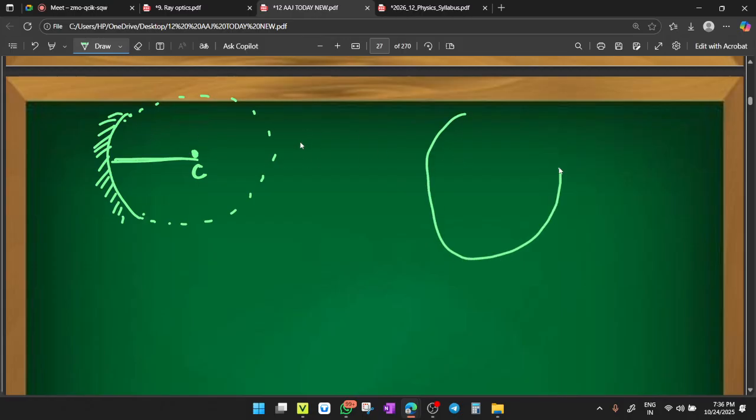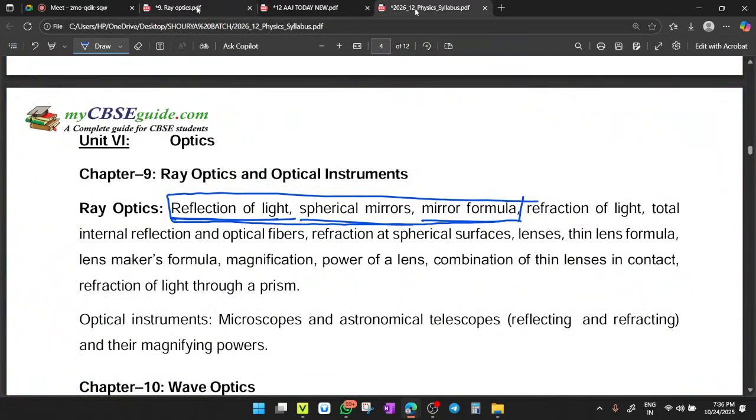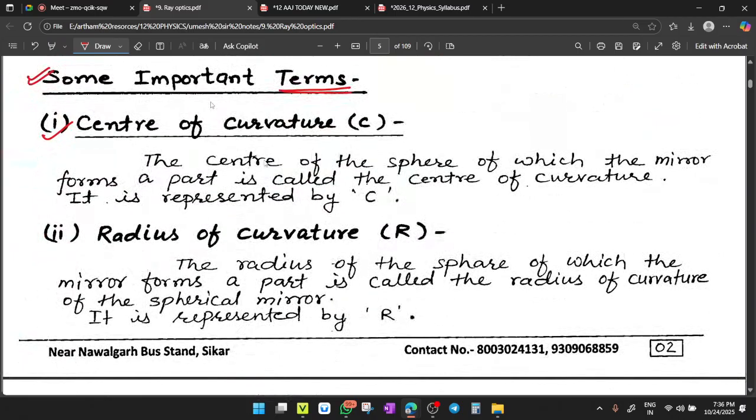Actually, when there is a complete sphere, it is said to be a sphere. But if you take some part of the sphere, then this part is called curvature. So the curvature will have the same center as it is a part of the same sphere. So center of curvature, the center of the sphere of which the mirror forms a part, is called the center of curvature. It is represented by C. Very important. Throughout the chapter, we will use the letter C.